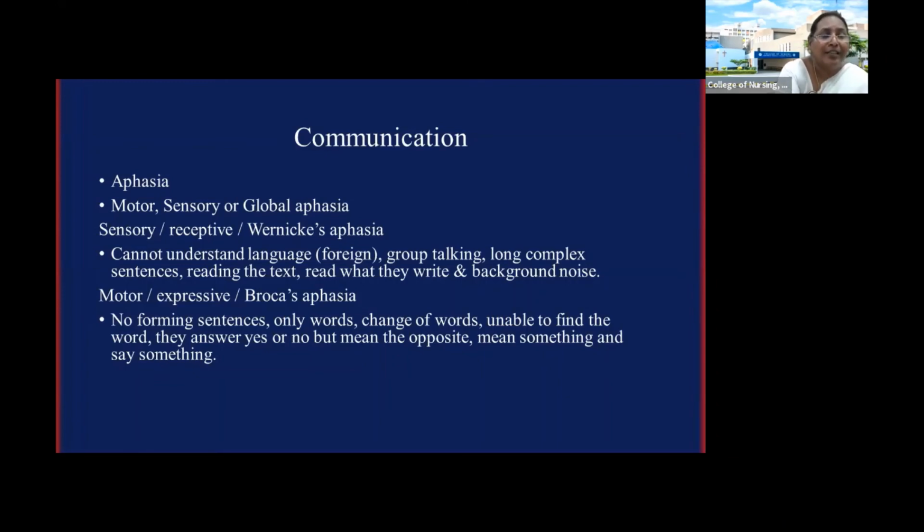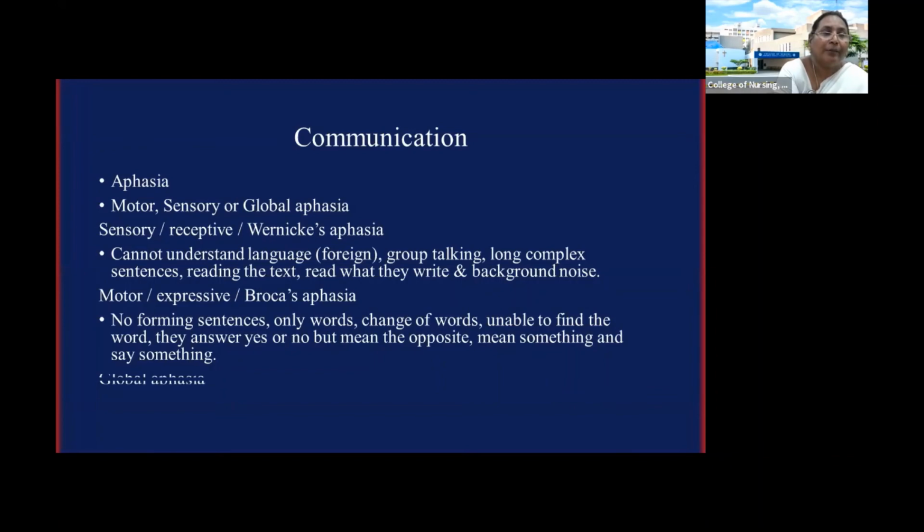And whatever they say, sometimes they say yes or no, but they really mean the opposite. If you ask them what do you want to eat, they will say yes, but it's actually no. So their communication is very unreliable. They mean something and say something. So these are the problems with these patients. We have to deal with these patients very carefully.